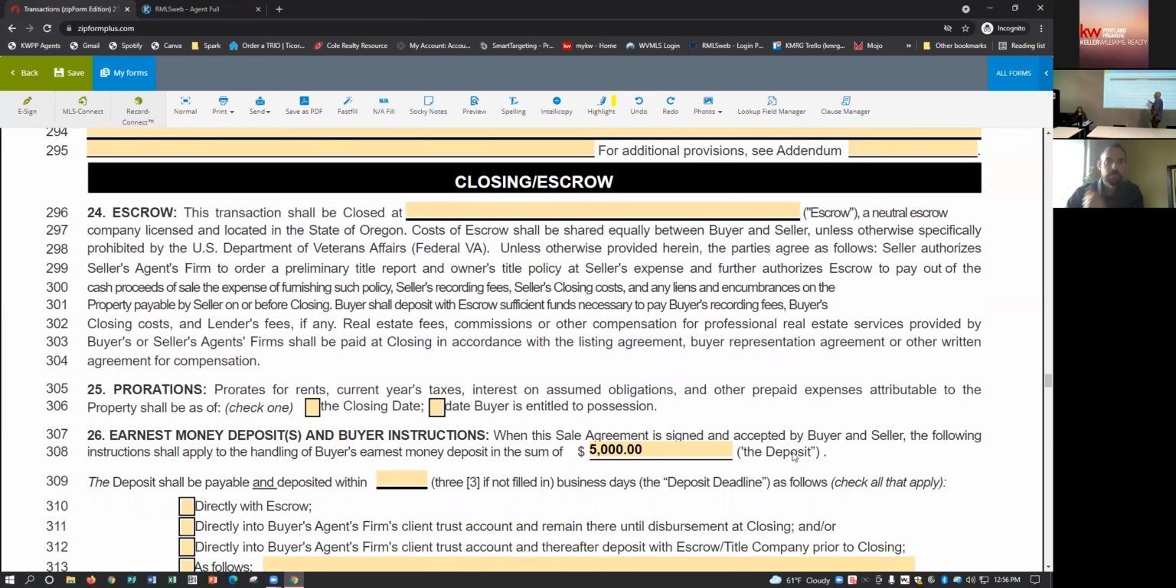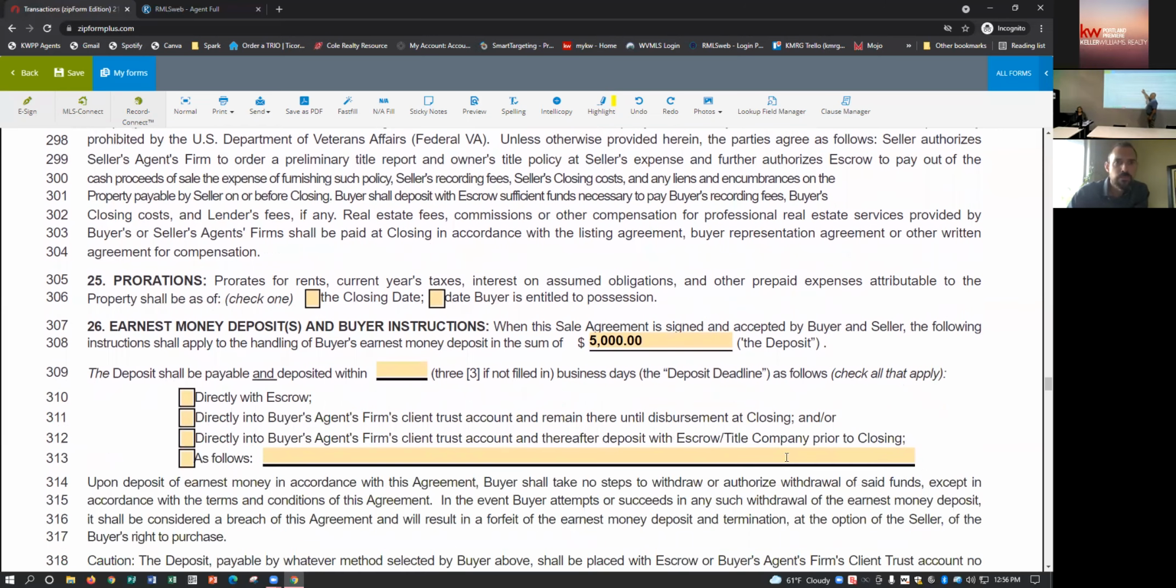Closing date: usually I do my prorations as of the closing date, but every once in a while I might put it as the possession date, but usually the closing date. If earnest money is 60 days out, we want to give the seller extra time to win the deal. It depends.